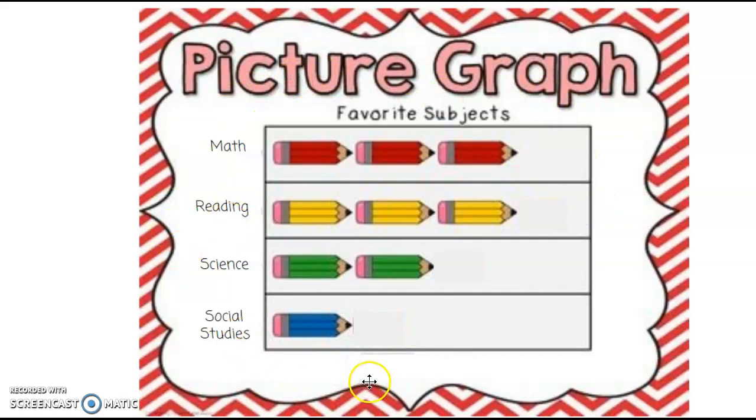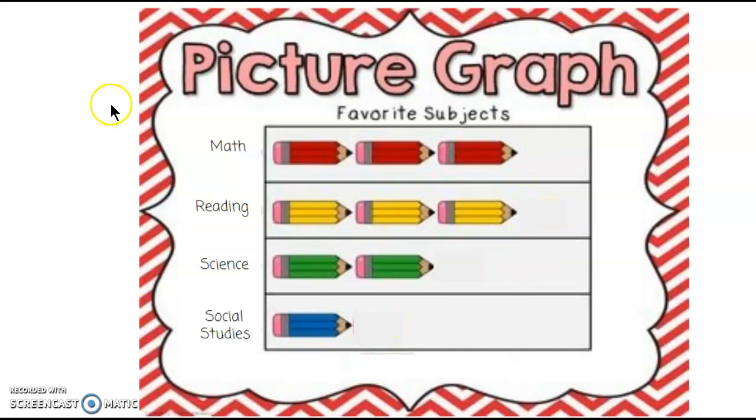Now in this graph, you'll notice that the pictures are different colors, but it still means that we have one picture that represents one student. So if we look here for math, we've got 1, 2, 3 students whose favorite subject is math. For reading, we have 1, 2, 3 students whose favorite subject is reading. For science, we have 1, 2 students who say their favorite subject is science. And our last subject is social studies, and we have one student who said their favorite is social studies.